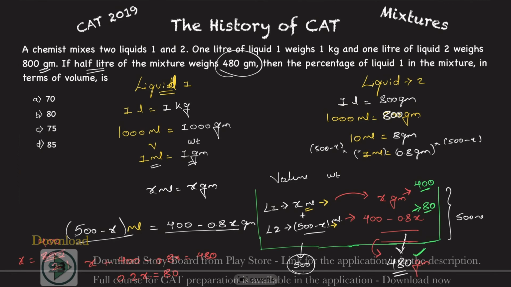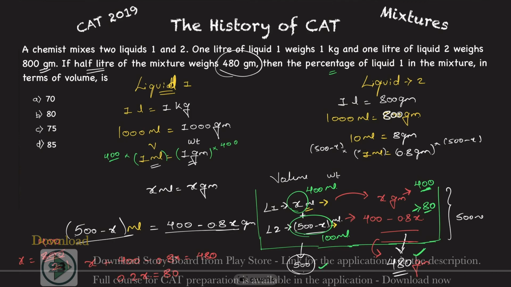If this is 400 gram, then what is being asked of me? The percentage of liquid 1 in the mixture. Okay, if this is 400 gram, now check this out. 1 milliliter corresponds to 1 gram. So if this has given 400 gram, I am having 400 milliliters of this, because only if you have 400 milliliters will it give you 400 grams, right? Which means x is equal to 400 milliliter, and this will be 100 milliliter. Why? Because the total is equal to 500 milliliter.